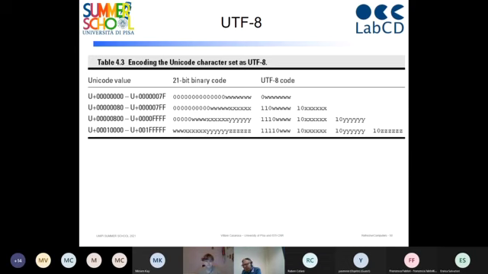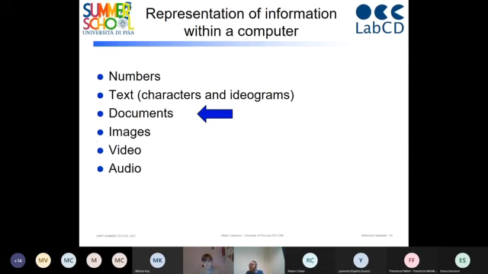But now remember that UTF-8 is becoming the de facto standard for encoding and transmitting information over the network.